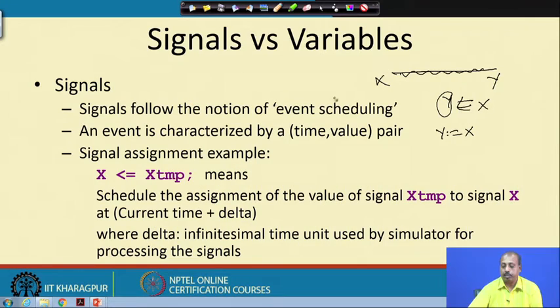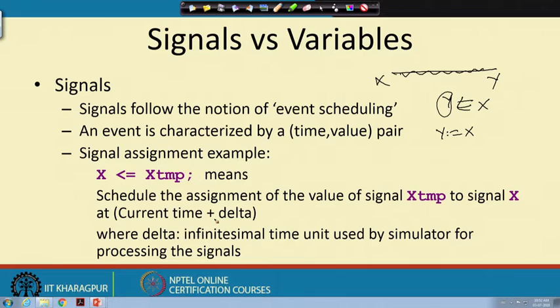So, these signals follow the notion of event scheduling. An event is characterized by a time value pair. So, x equal to x temp means schedule the assignment of the value of signal x temp to signal x at current time plus delta. So, this x temp value will be coming to x, scheduled at current time plus delta, some time will be spent. This may be an infinitesimally small time amount used by the simulator for processing the signals, but it is not immediate.